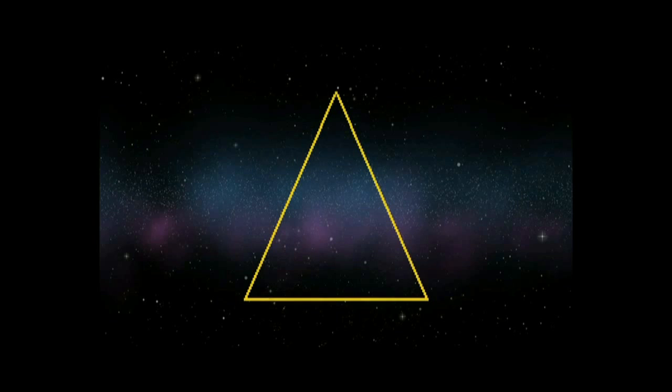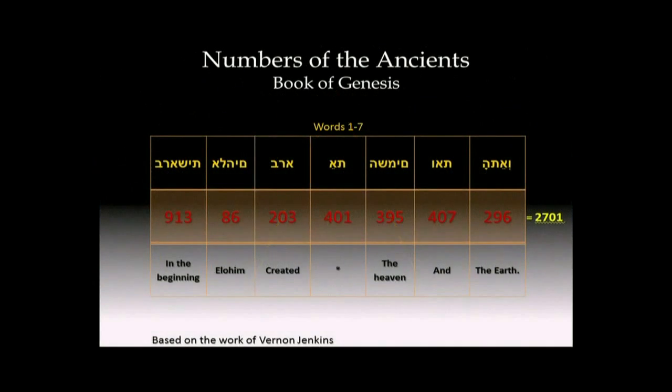What you're seeing right now in this first graphic is a 216 unit outline triangle, and I actually replicated his work in a graphics program to see if he was correct, to verify his work. And in this graphic depiction, you see 216 squares or boxes that are all lined up perfectly to create a 216 unit outline triangle. So what Vernon Jenkins did was, he took the first words of Genesis 1:1 through 7 in this graphic, and you see, "In the beginning, Elohim created the heaven and the earth."